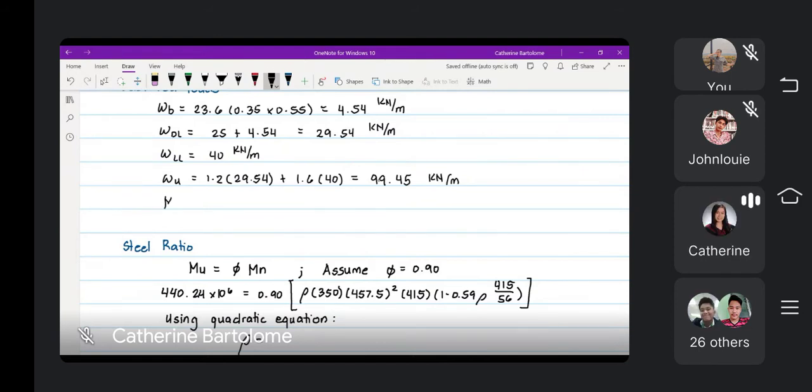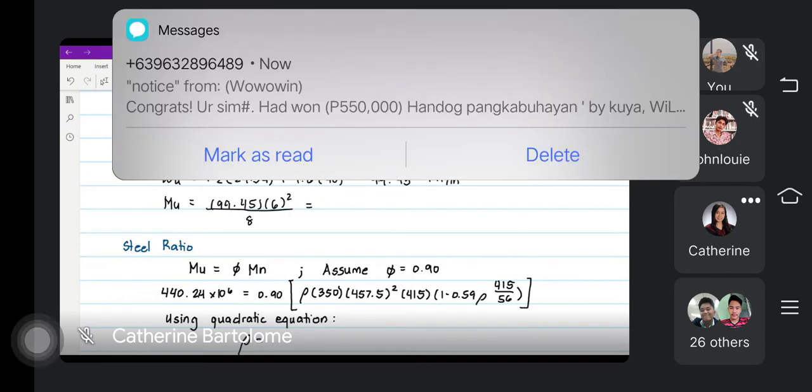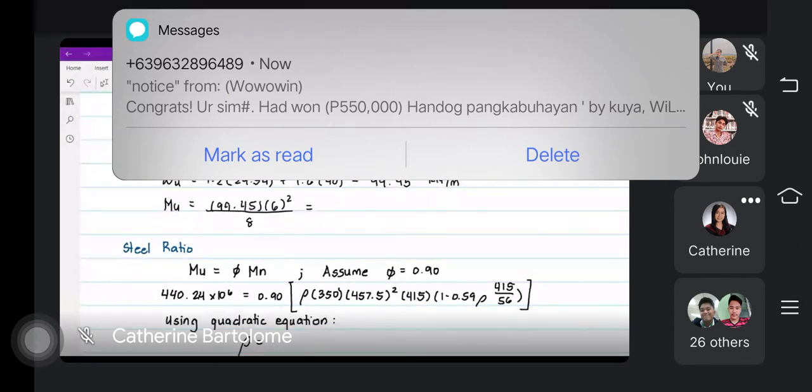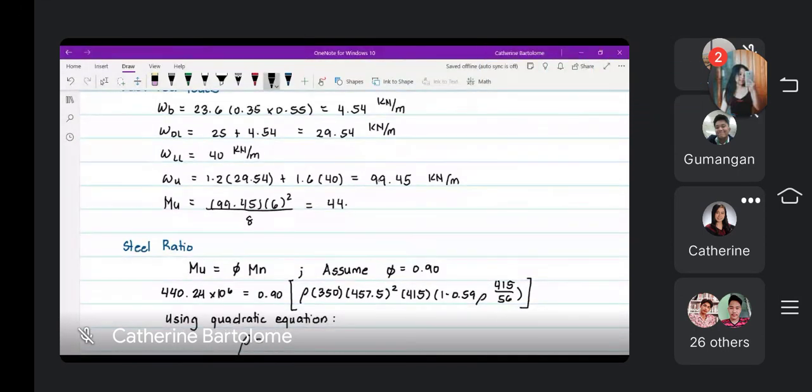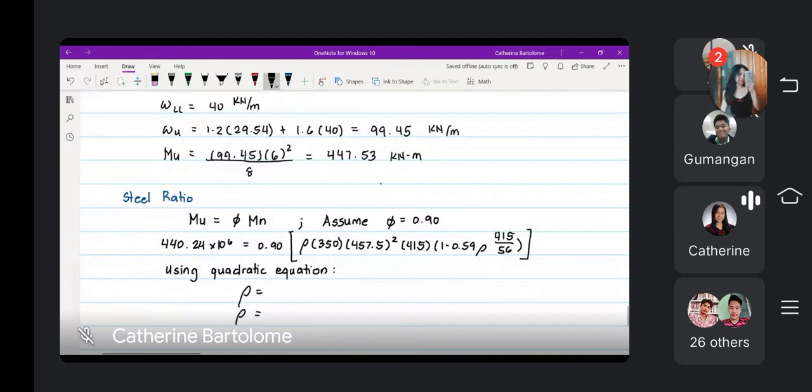Okay, so for your Mu, you have 99.45 times 6 squared. 447.53. Okay, so yun yung ilalagay natin dito. So, kindly solve for rho.